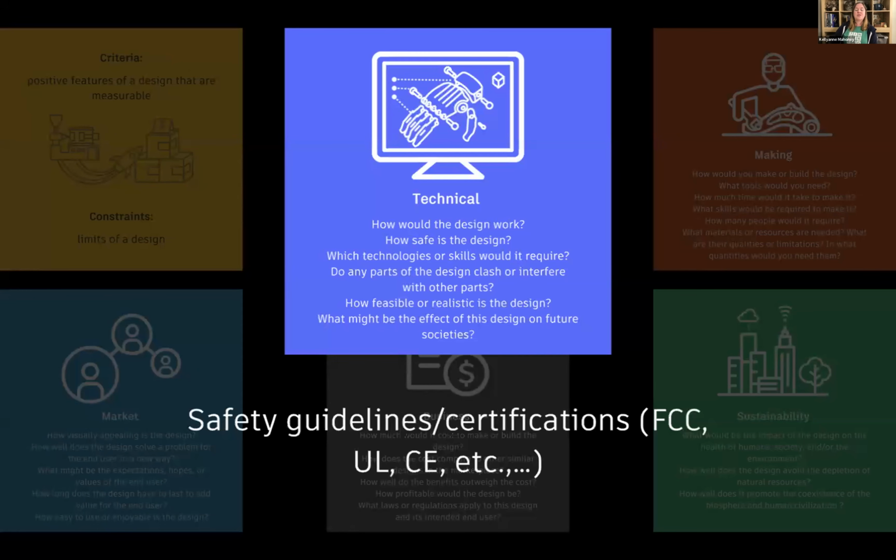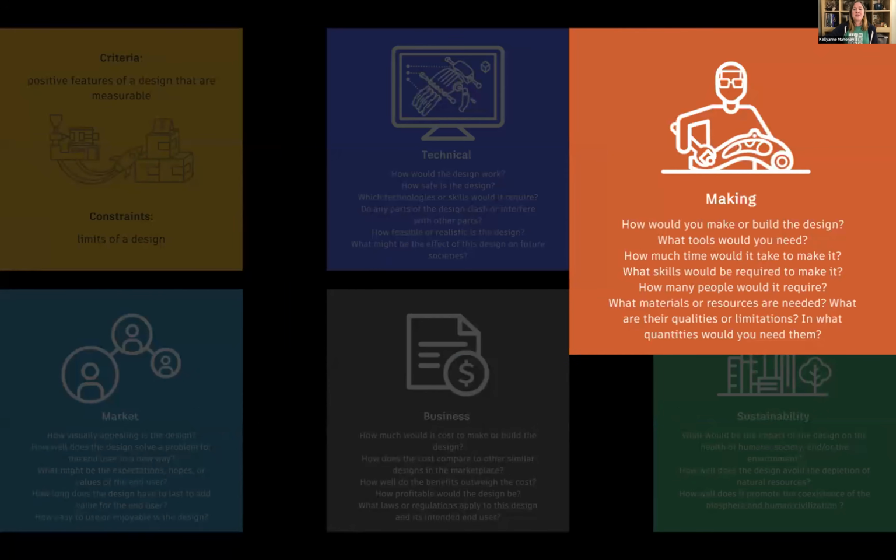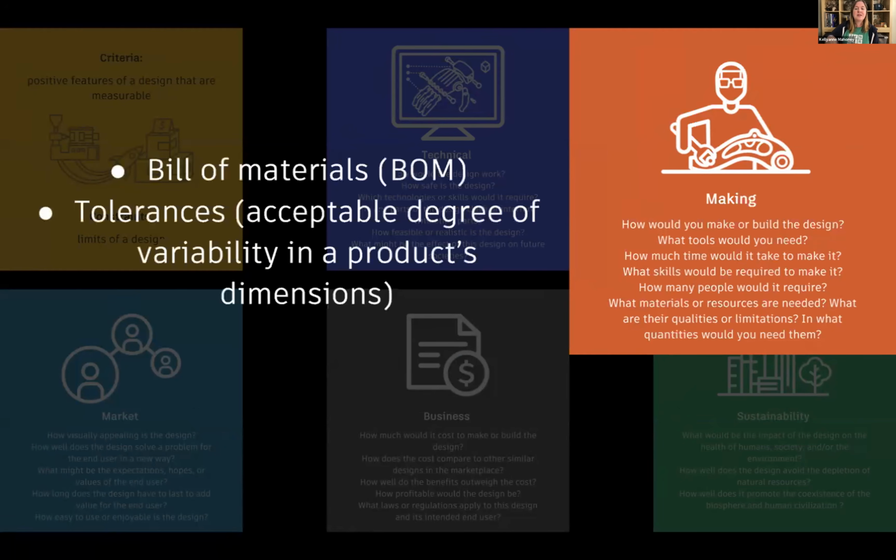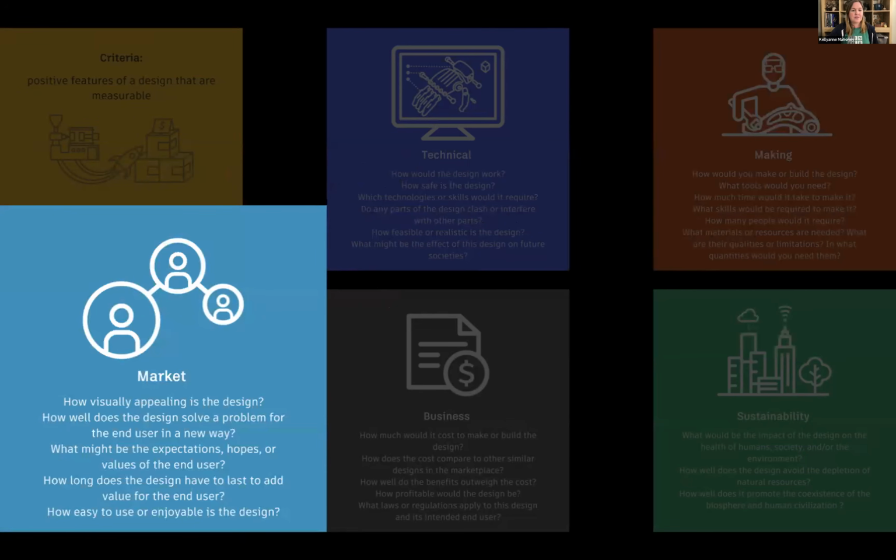There's FCC, there's UL for electronics and electrical products, there's CE in Europe. You might even think about environmental regulations, ways of making products accessible for people with disabilities. You might talk about making or manufacturing constraints, and then you could get into concepts like bill of materials and also tolerances, which Guillermo was talking about a little bit before. So thinking about the acceptable degree of variability in a product's dimensions. We know that when you manufacture something, it might not always come out exactly the same size every time. So what are the guardrails around that?